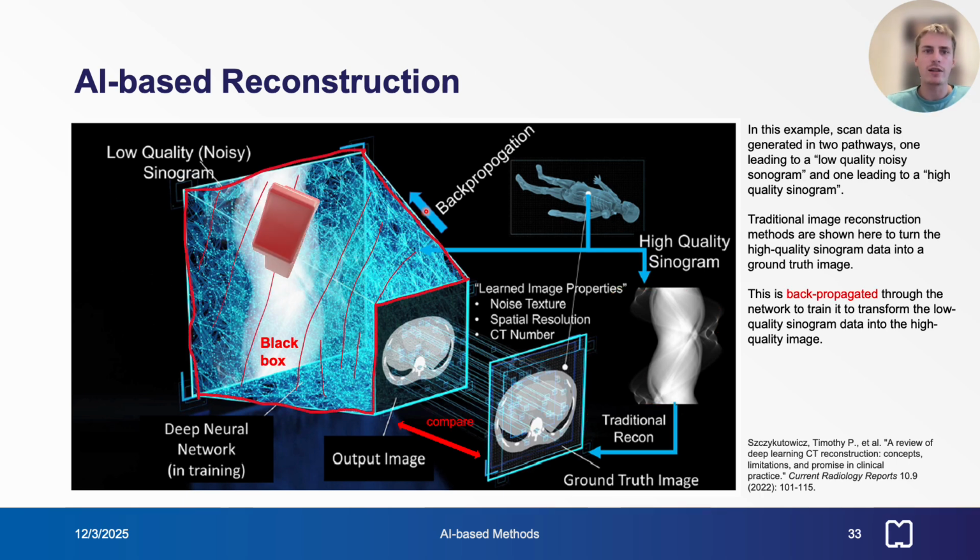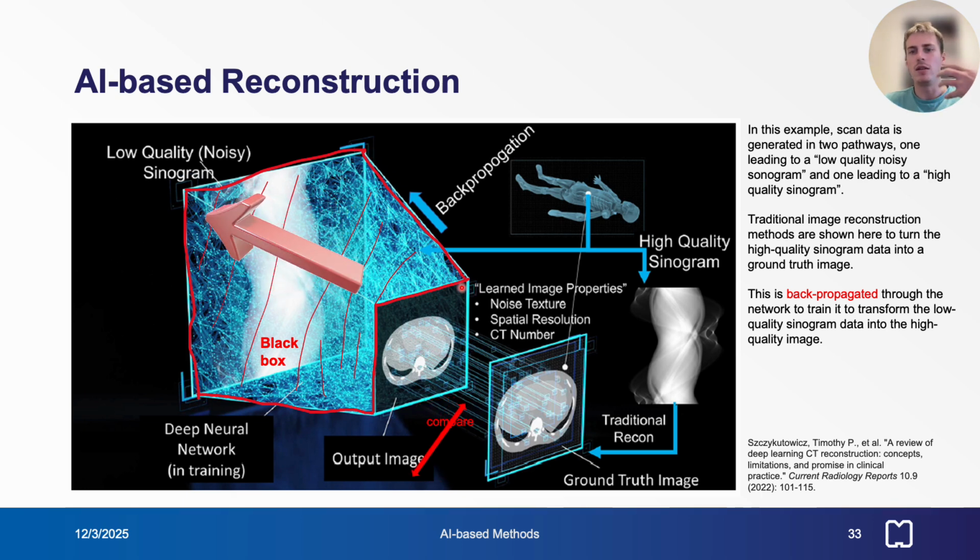Now, if we go back to our low quality sinogram, and we have this representing our network, we can think of this as a black box. We don't have to understand exactly how this works, but the model, this deep learning model, essentially tries to go from the low quality sinogram to an output image. It tries to reconstruct. But because we have our ground truth image, we can compare the two. And we can see, oh, well, the AI generated reconstruction is just not that good. And then we backpropagate.